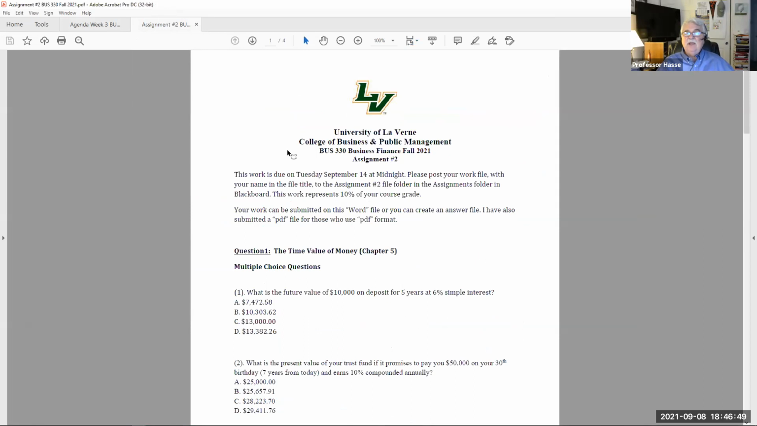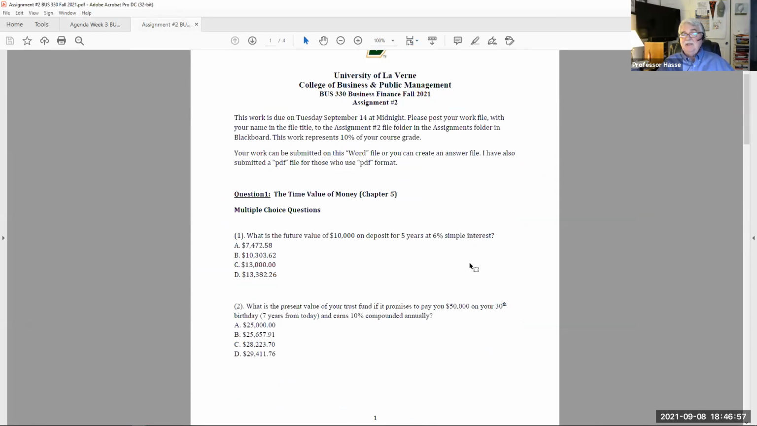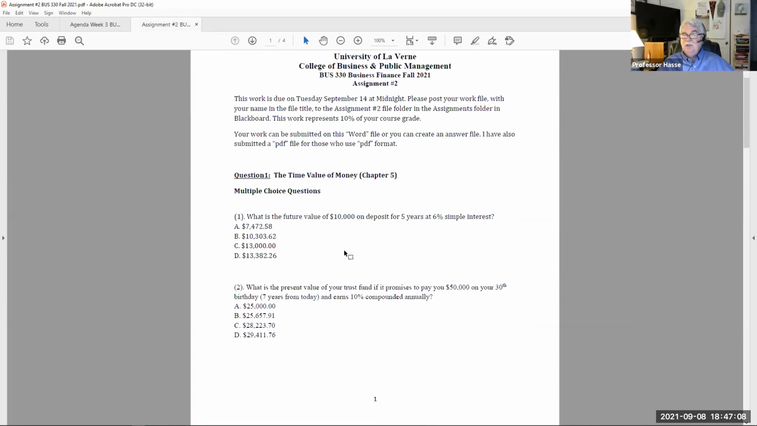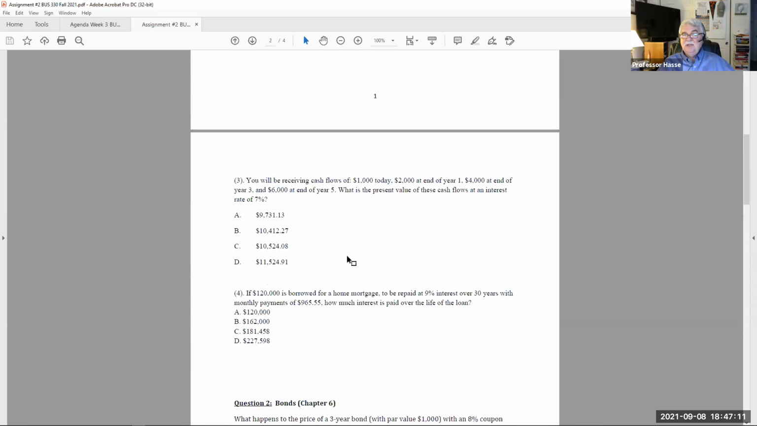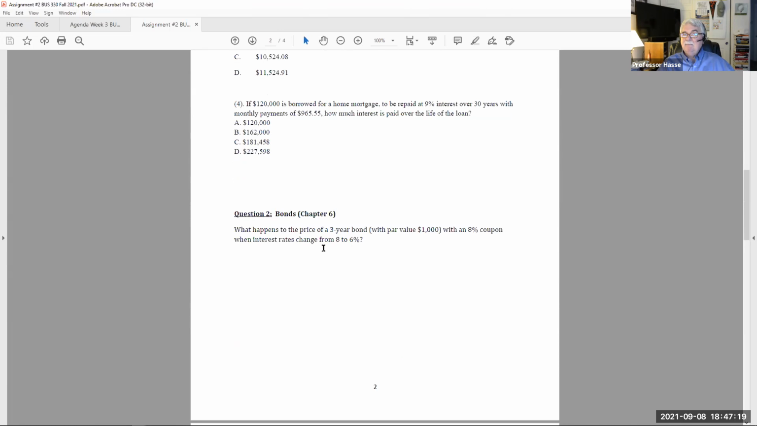Okay, there we go. So as you see, here's assignment number 2, and it's a series of questions to calculate the time value of money or the future value of money. And I give it to you in multiple choice format. So all you have to do is do the calculation and find the answer. Future value, present value, amortization.